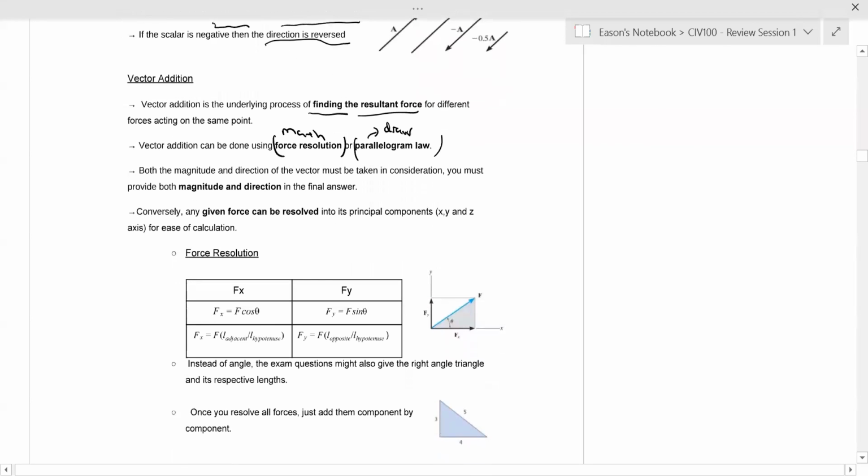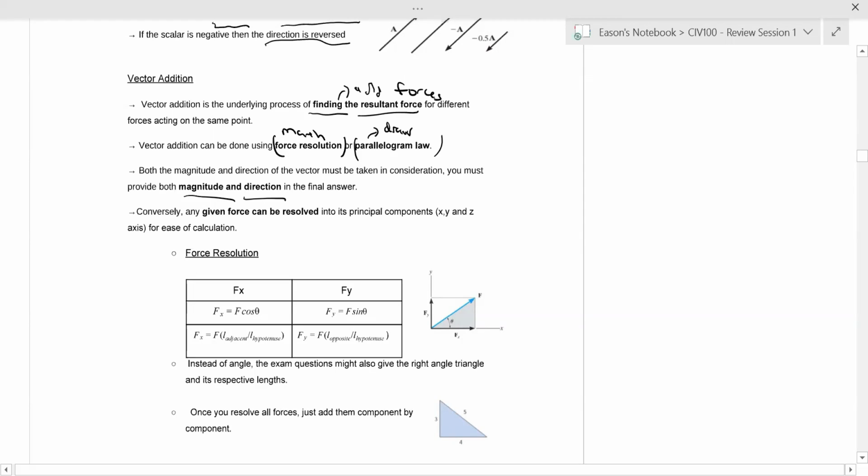So obviously, when you do a vector addition, you have to take care of the magnitude and the direction, because that is the whole point of us dealing with vectors in the first place. Because for force, we have to care about the magnitude and the direction. So when you're doing the operations, you have to preserve both pieces of information until the end to get the accurate answer. So as I told you, vector addition is the process of finding the resultant force. What do I mean by finding the resultant force? It really means adding forces together.